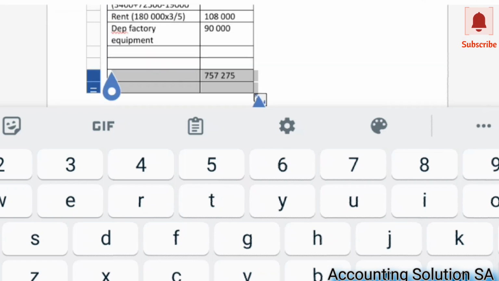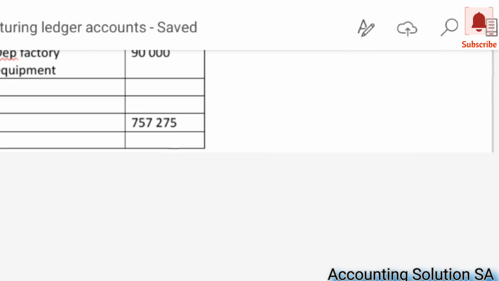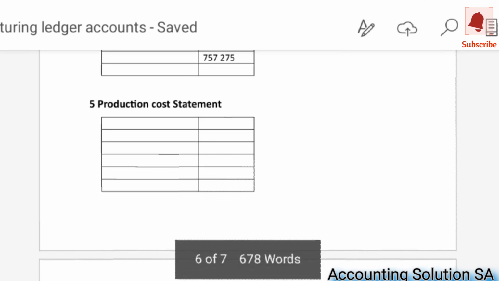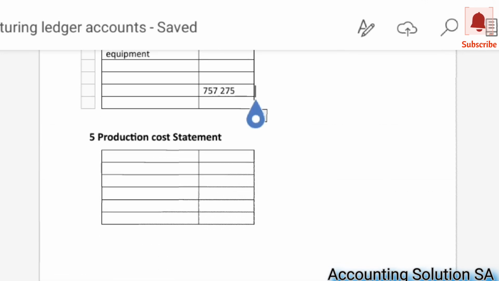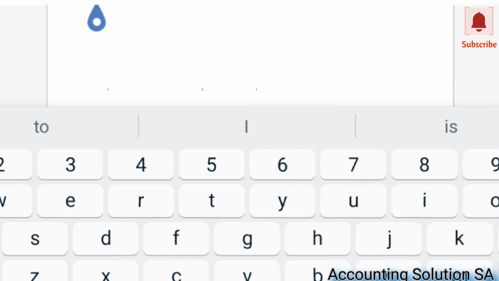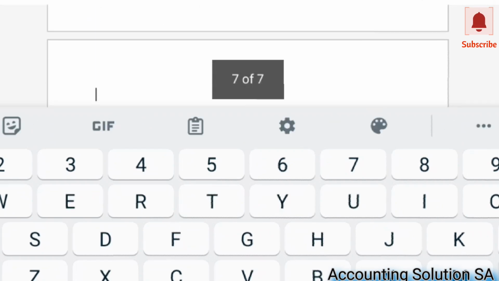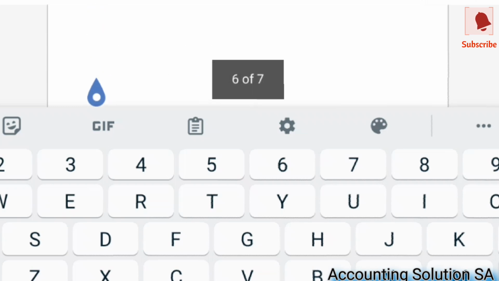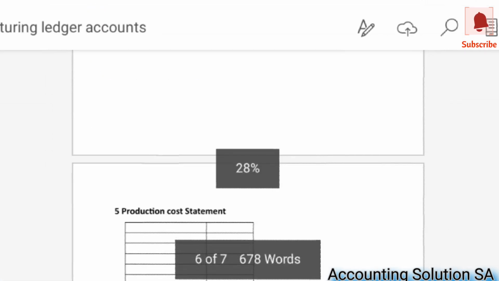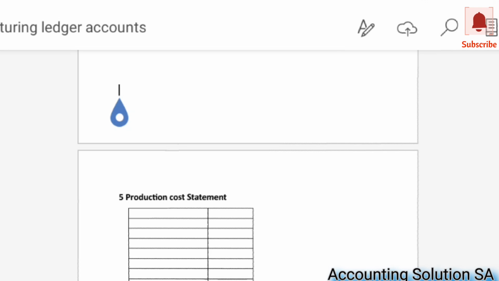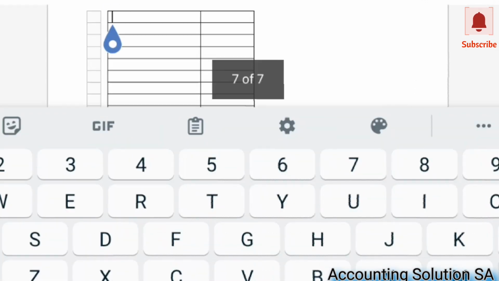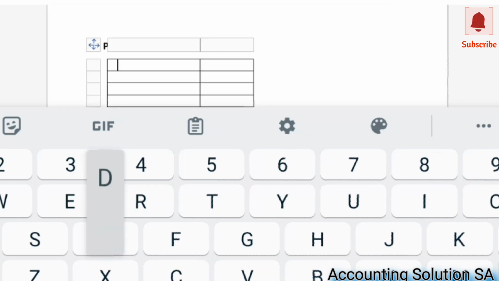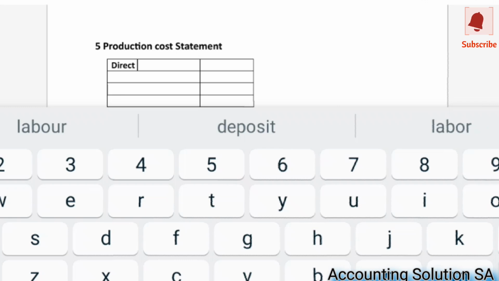Okay. Then now we are done with that part, which means that we can proceed to the production cost statement. Okay, now the question is, how do we prepare a production cost statement? Very simple, guys. Very simple. It's a similar process that we do when we do a ledger. Okay, the first thing, of course, we have to know the format, guys. The production cost statement starts with direct material, or we call it raw material.